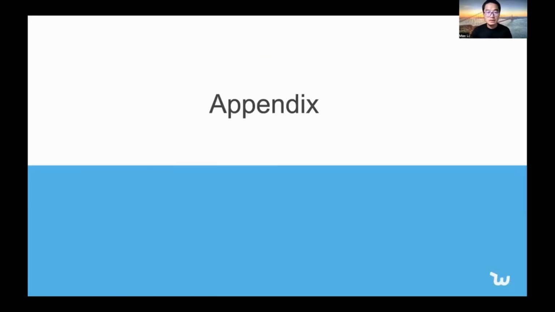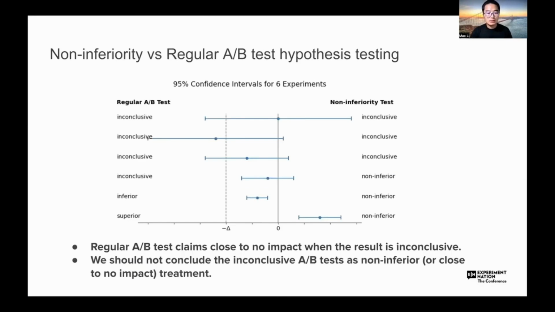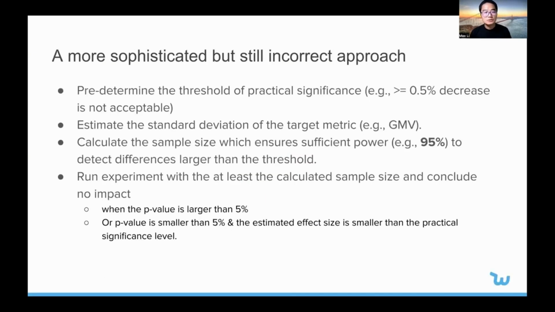I also have some appendix slides to show the differences in decisions between regular A/B tests and non-inferiority tests under different scenarios. Also, what would happen when you run a regular A/B test with more sophisticated decision rules? In essence, even with more sophisticated rules, the problems are still there.